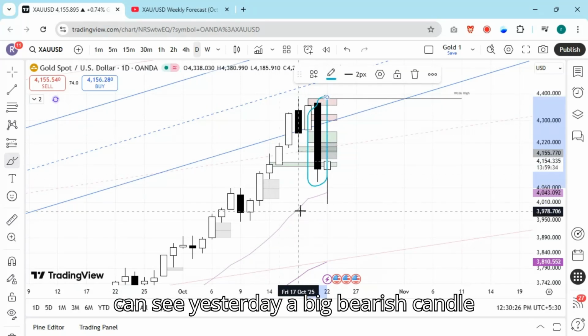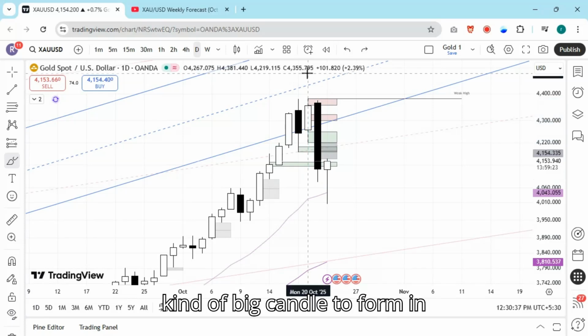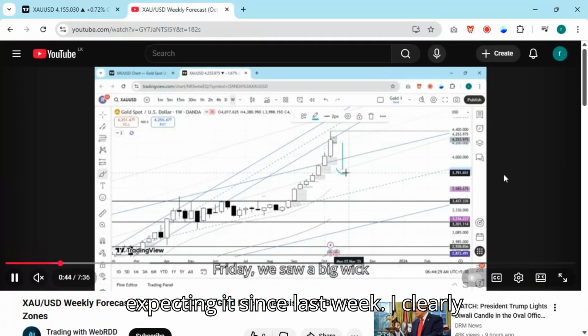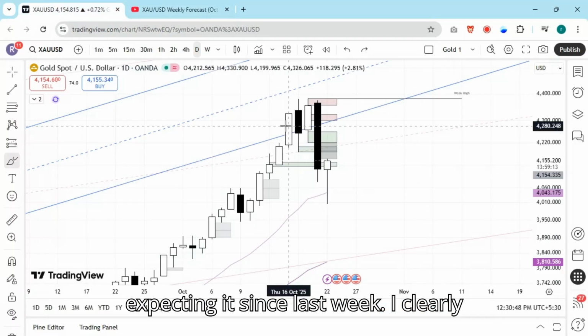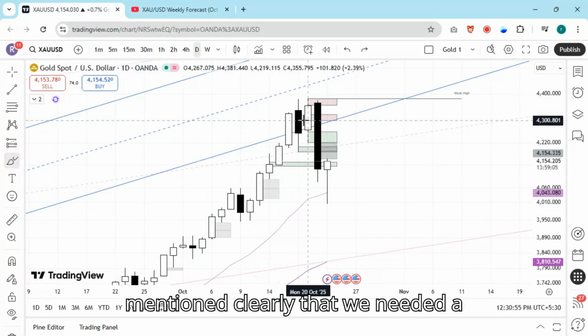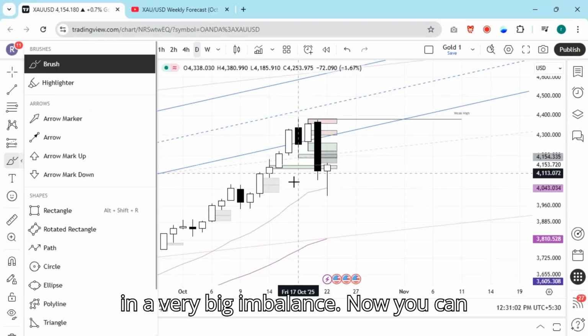Today is Wednesday, and as you can see, yesterday a big bearish candle was created. We did not expect that kind of big candle to form in just one day, but we had been expecting it since last week. I clearly mentioned that in my daily forecast. I mentioned clearly that we needed a bearish pullback because the market was in a very big imbalance.